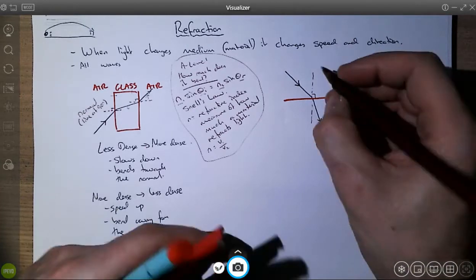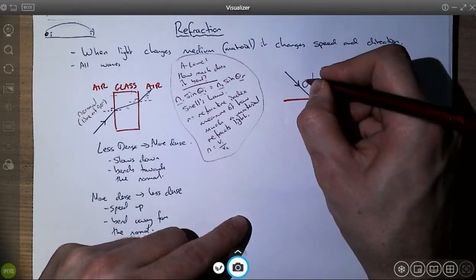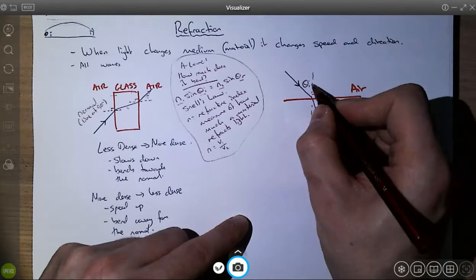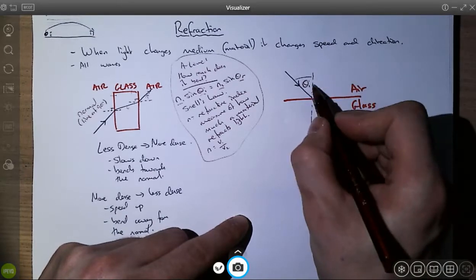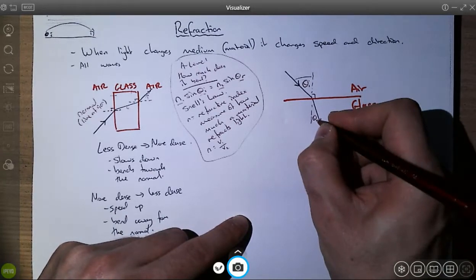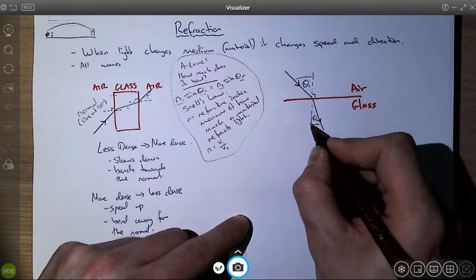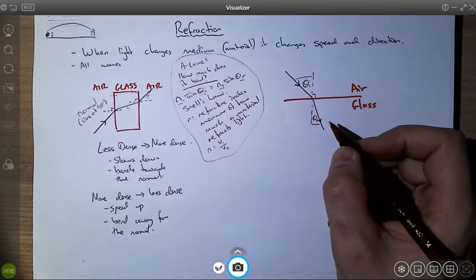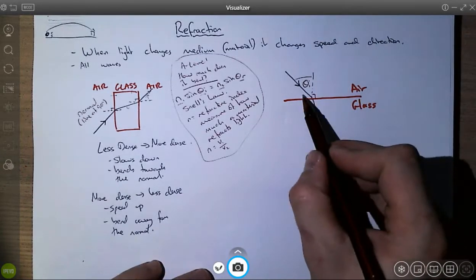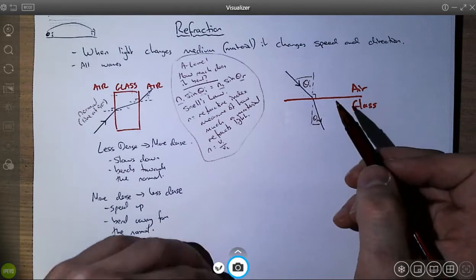So we need to label this angle here. This is the angle of incidence. It's the angle between the normal and the light ray. And this angle here is the angle of refraction. And again, it's between the normal and the light ray. Students very often label these angles, which is not the correct angle.